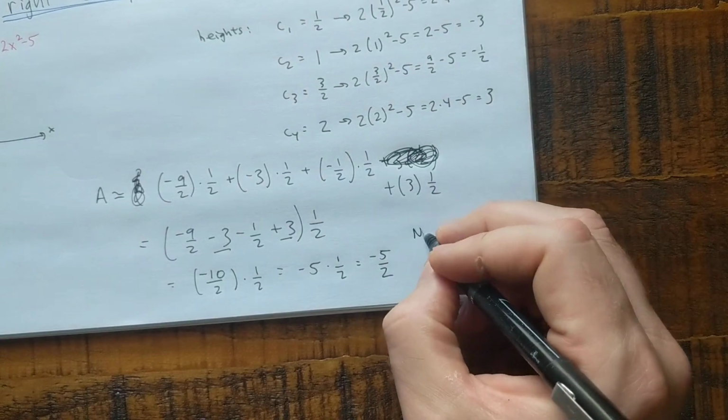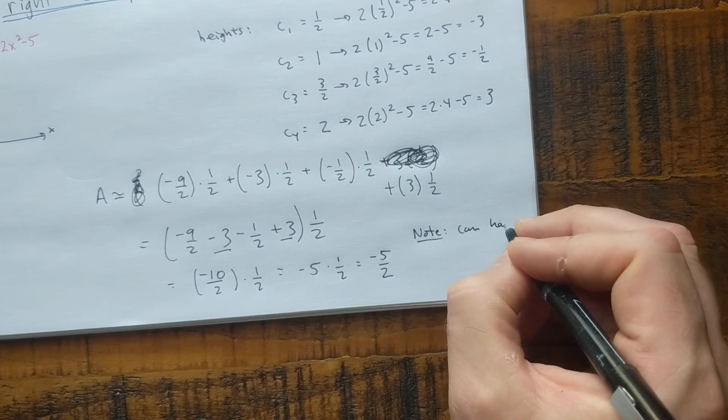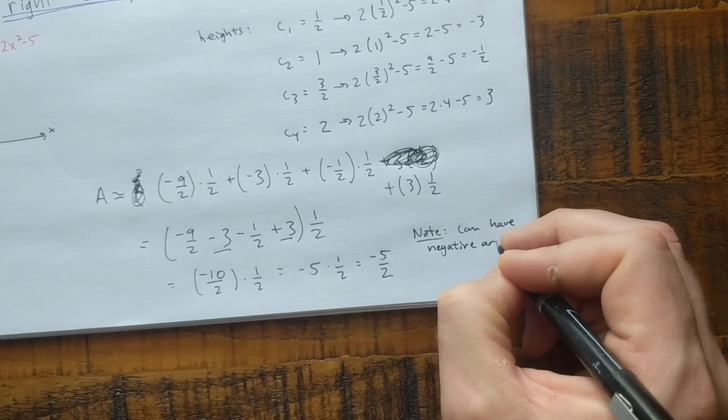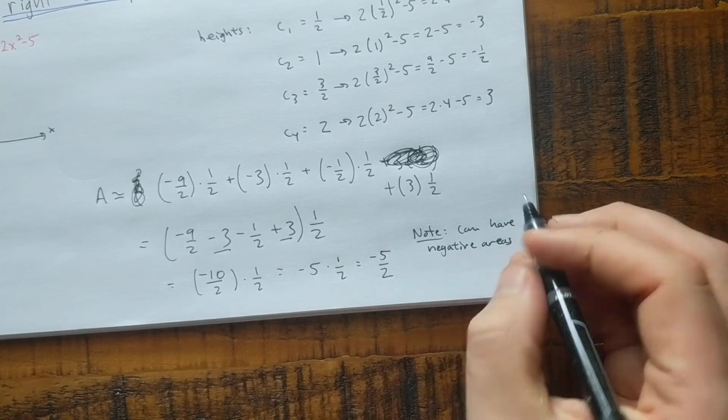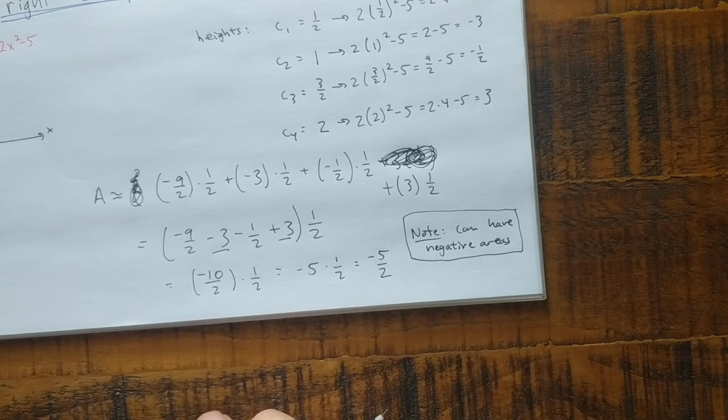So just a note here, we can have negative areas. And we'll see why we'd want that when we start doing applications. But any area that's underneath the x-axis will be counted as negative.